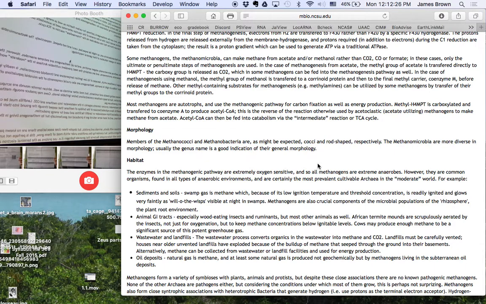So let's talk about some of these groups in specific. So where do they live? You've got to have stuff like hydrogen, right, or methanol. You've got to have anaerobic environments. So sediments and soils are a real common one.